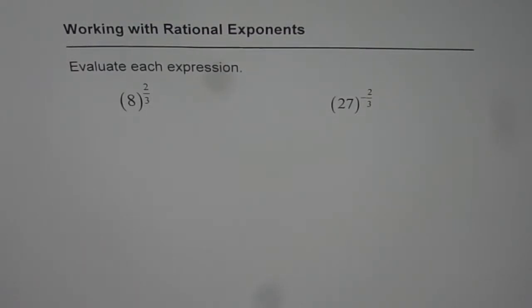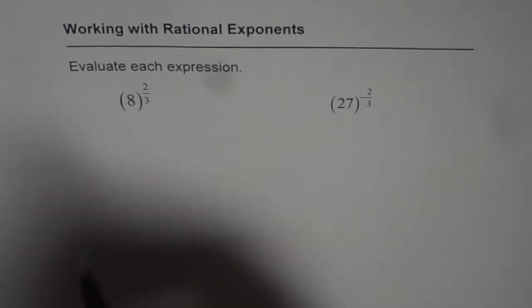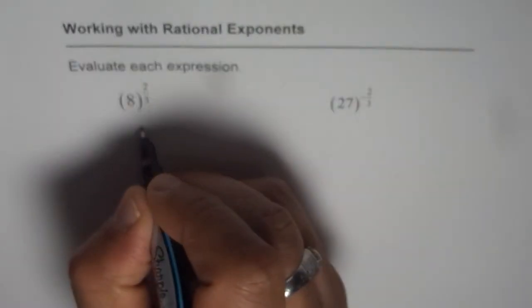Working with rational exponents. Evaluate each expression: 8 to the power of 2 over 3 and 27 to the power of minus 2 over 3. Now in this video, I'll explain two different methods of evaluating these expressions. Let's start with 8 to the power of 2 over 3. So we'll do it in two different ways.